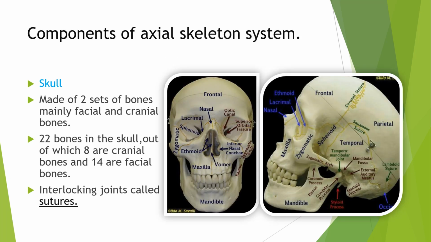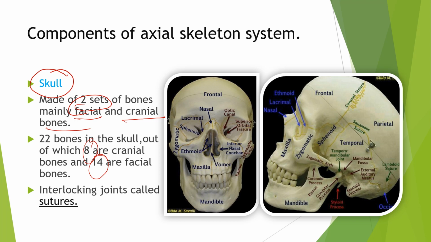What are the main components of the axial skeletal system? The first main component is the skull. What is it? It is made up of two sets of bones, facial and cranial bones. There are 22 bones in the skull, out of which 8 are cranial and 14 are facial bones.